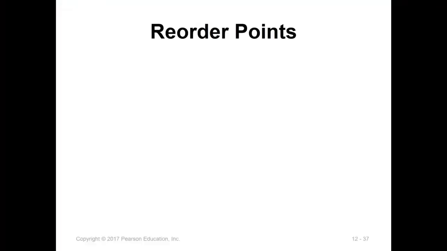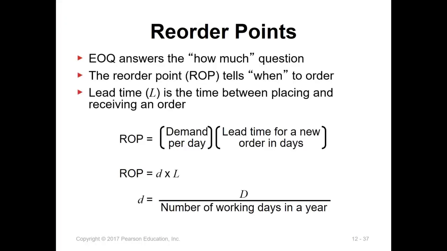The EOQ, this mathematical model, can help us decide how much we need to order each time. So it answers the how much question. But the reorder point, ROP, tells when you need to make the order. And the lead time is the time between when you place the order until you receive the order.